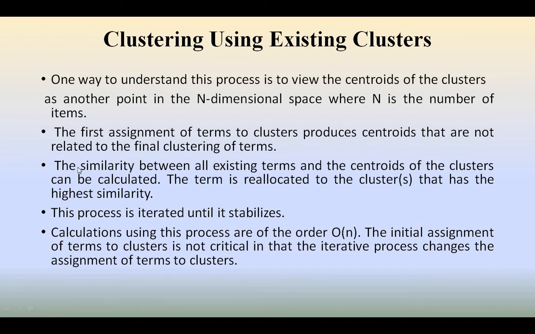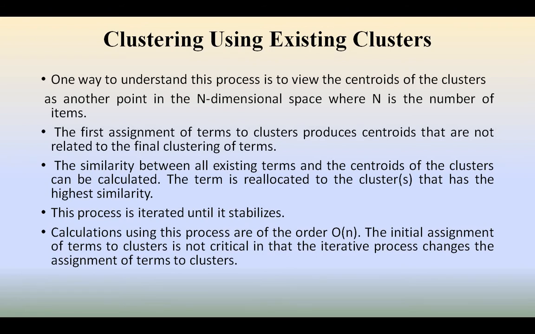Here we consider the cluster as an n-dimensional space, where n is the number of items. The first item of the terms produces centroids that are not related to the clusters, and they are outside of the clusters. The similarity between all the existing terms and the centroids of the clusters is calculated, and when the centroids come into the cluster, we stop the process. This process is iterated until it stabilizes, and its calculation is of order n.